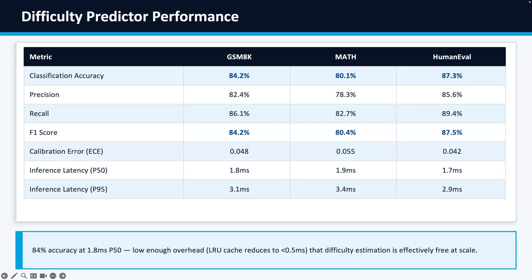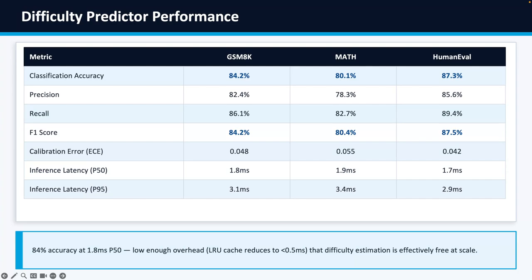Latency is equally important. P50 latency is under 2 milliseconds across all benchmarks, with an LRU cache achieving a 78% hit rate on repeated prompt patterns, and the effective overhead drops below 0.5 milliseconds, making the predictor effectively free at scale. One finding worth highlighting: even at 84% accuracy, misprediction errors are asymmetric in a favorable way.